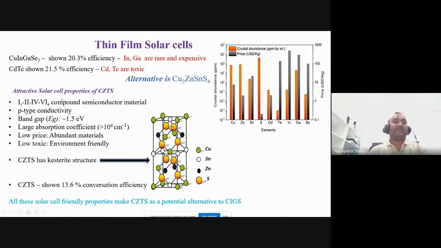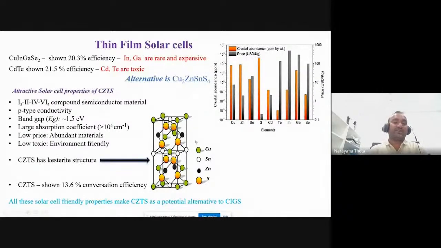These are the properties of the material. It comes under the I2-II-IV-VI4 compound semiconducting materials. It shows p-type conductivity. The band gap is 1.5 eV, which is suitable to absorb most of the incident solar spectrum, and the absorption coefficient is more than 10 to the power 4. That means a very thin material is enough to absorb the same amount as silicon does in 500 micrometer thick material. The materials are low cost, abundant, and environmentally friendly. The structure is also stable, a tetragonal structure.